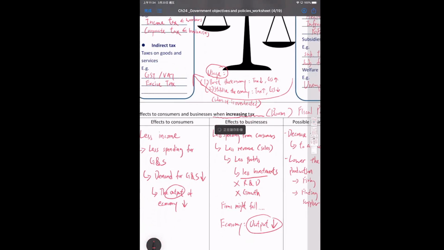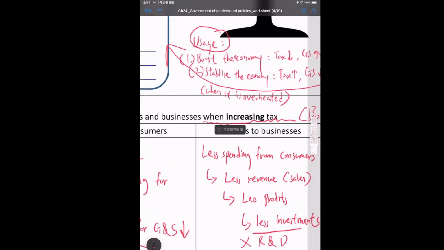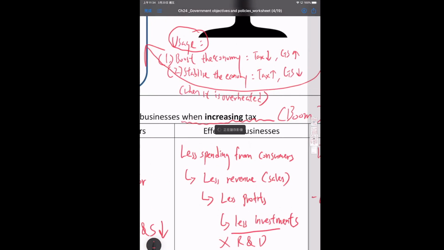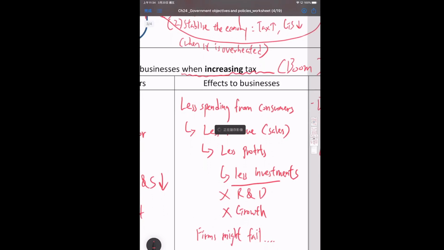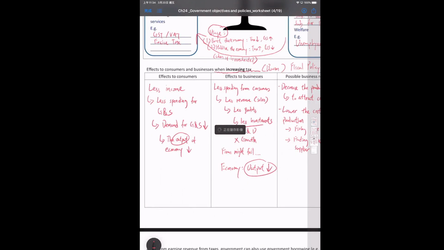But if you are using option one, by reducing the taxes or reducing the government spending, then all the effects here will be in the exact opposite, if you're using option one.